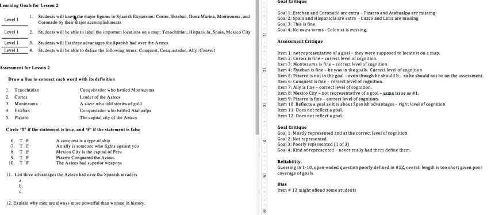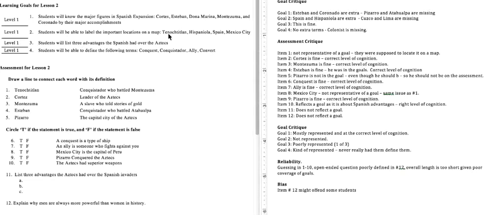As far as our first thing, I look at my first goal compared to my lesson 2. I see that Esteban and Coronado are extra. They shouldn't be in there. They're in lesson 3. And 2 important people from lesson 2, Atahualpa and Pizarro, aren't present. So they're missing.